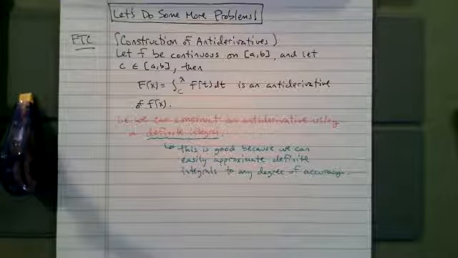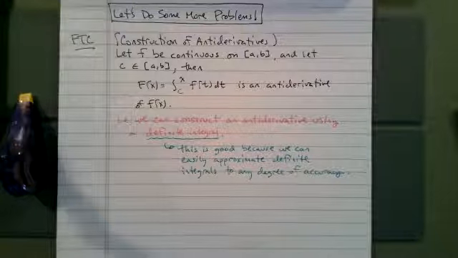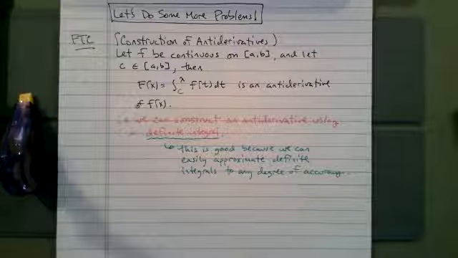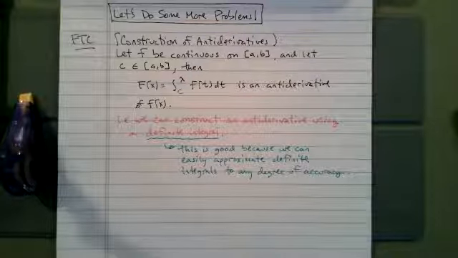So if we define the function this way, capital F of x as the definite integral from c to x of f of t dt, it is an antiderivative of f of x. This reinforces the notion that integration and differentiation are sort of inverse operations of each other. But more importantly, this allows us to construct an antiderivative using a definite integral.